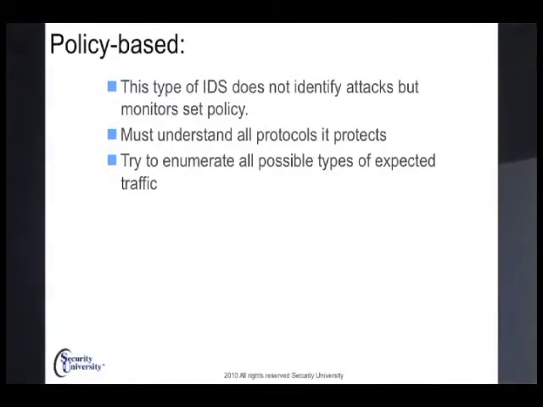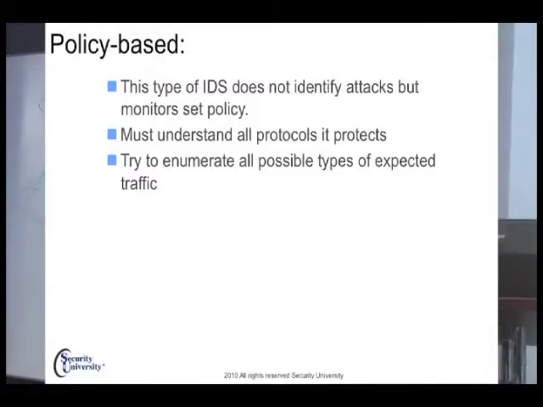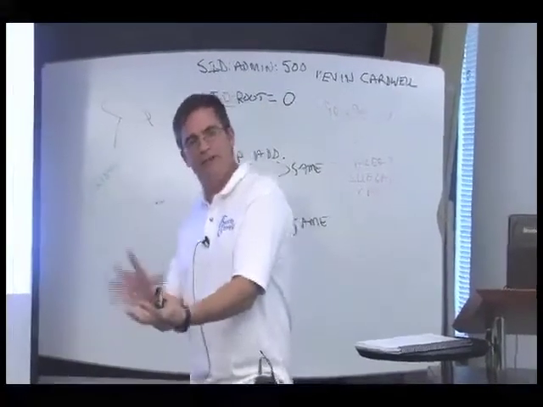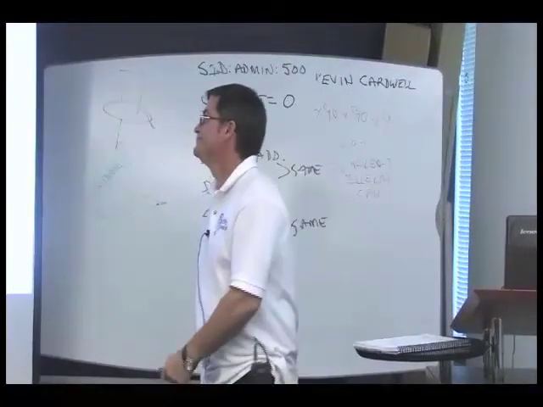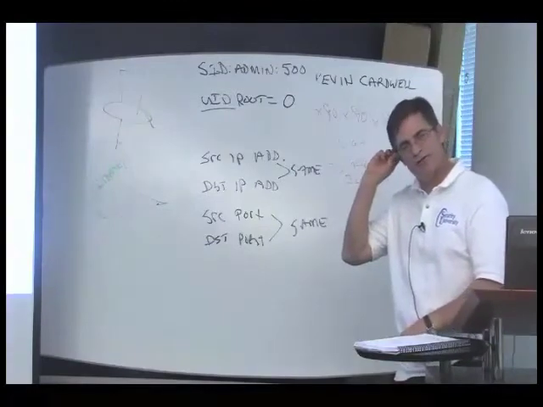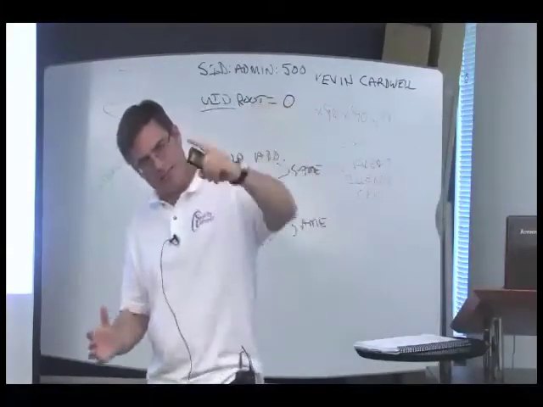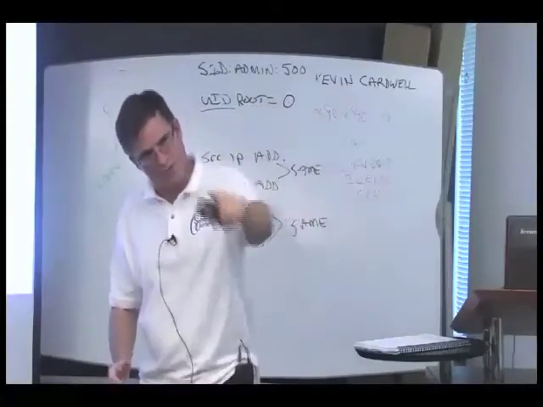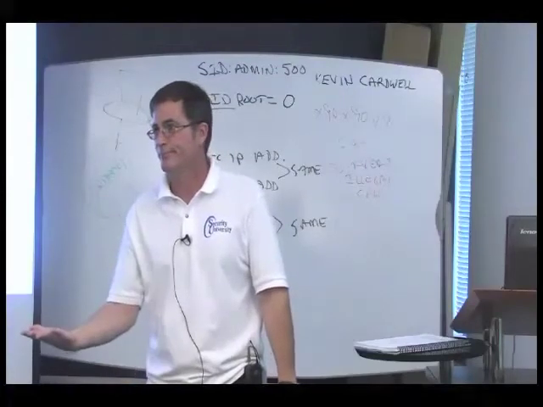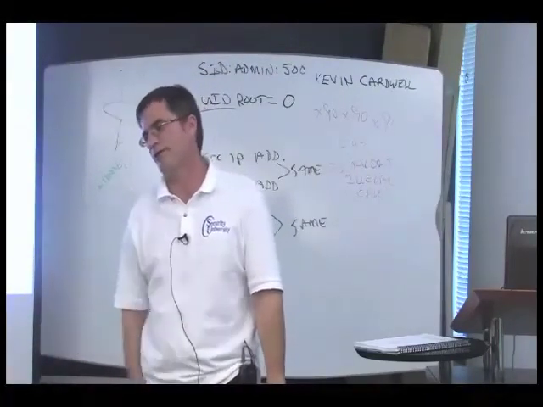Policy-based. Monitors your policy. Protocols within your policy, and it says, do you follow your policy or is something deviating from your policy? Tries to enumerate all possibles of your expected traffic. So it expects that TCP, knows you got TCP, monitors your policy. Yep, there's my TCP 80, there's my 25. Whoa, I got 110 in there. Shouldn't have 110. That's a deviant of policy. Alert, suspicious traffic.